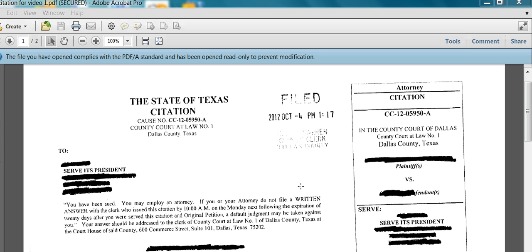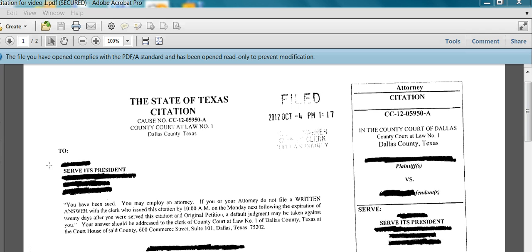The citation is usually a typewritten form, and it is attached to the plaintiff's original petition. If you are served with a petition, usually the first thing that you're going to see is this citation. It's usually stapled right on top of the petition, and so this is what you will be looking at.